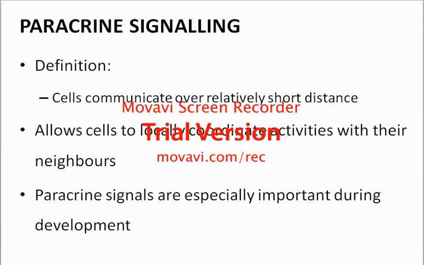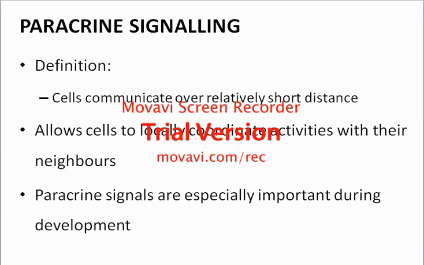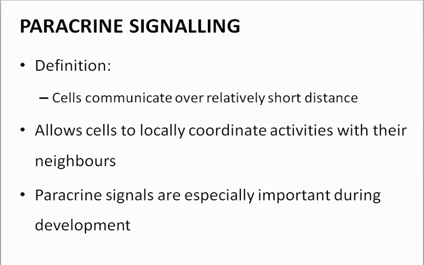The first one is paracrine signaling. Often, cells that are near one another communicate through the release of chemical messengers, which are ligands that can diffuse through the space between the cells. This type of signaling, in which cells communicate over relatively short distances, is known as paracrine signaling. Paracrine signaling allows cells to coordinate activities with their neighbors.